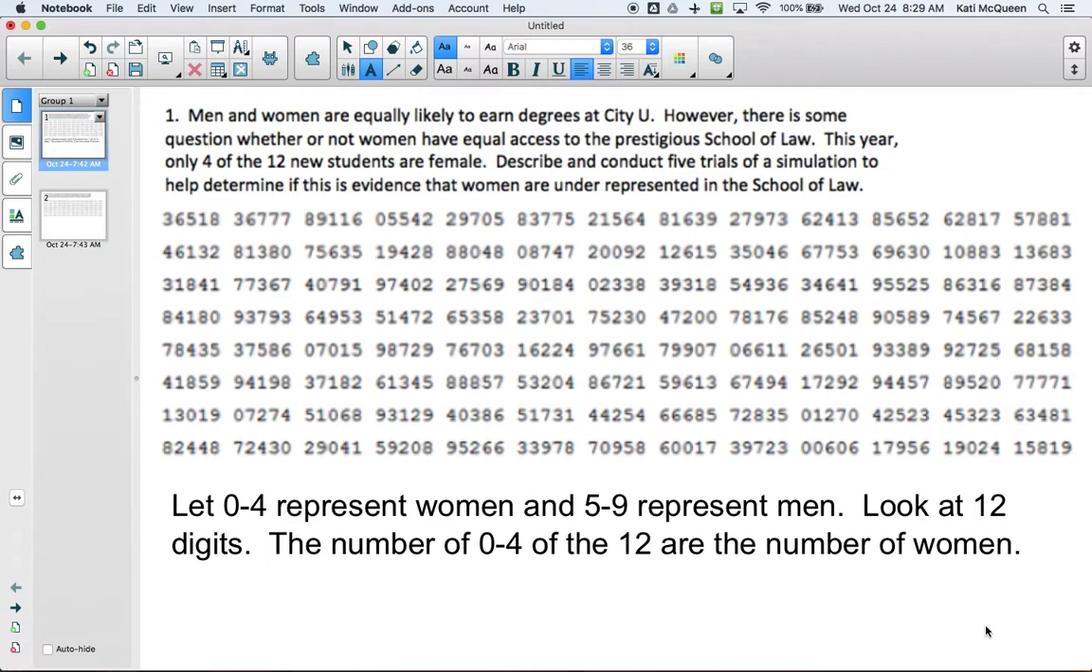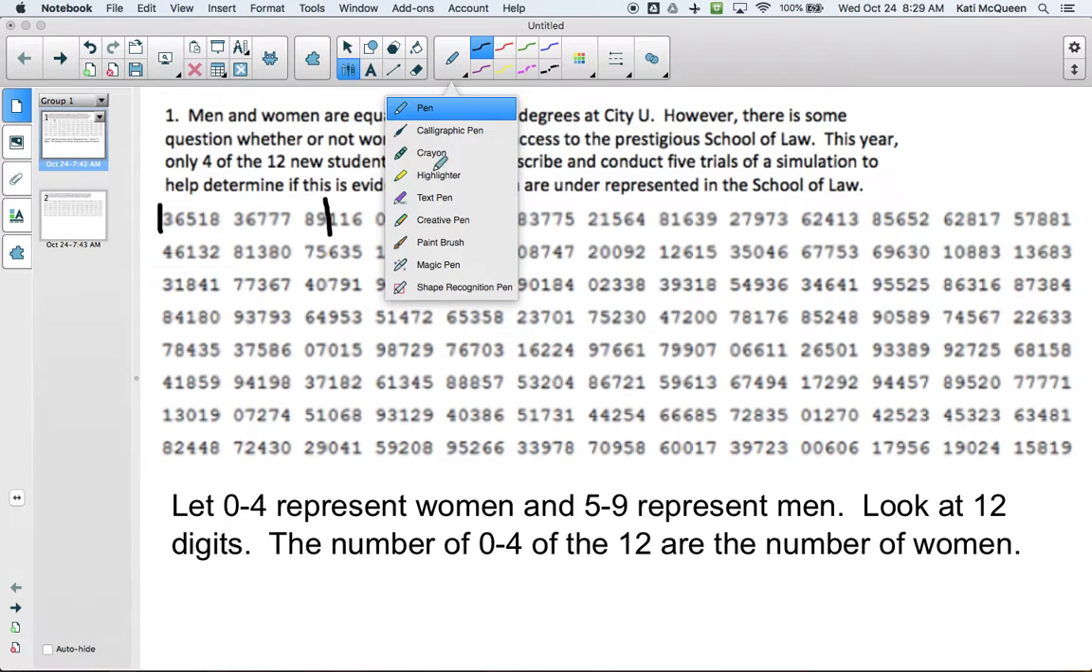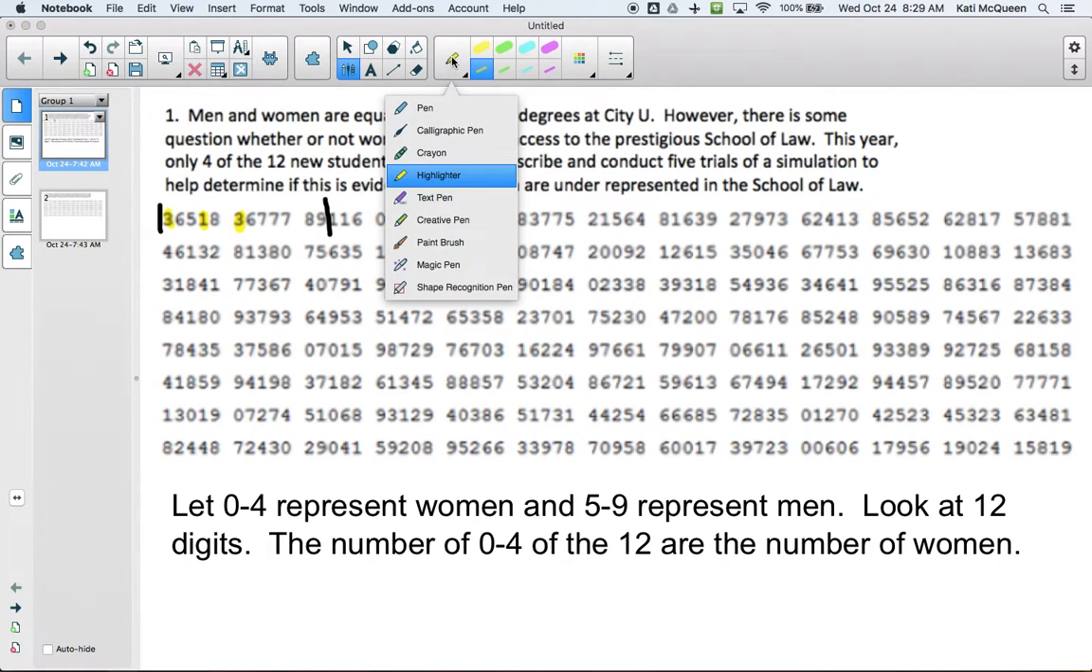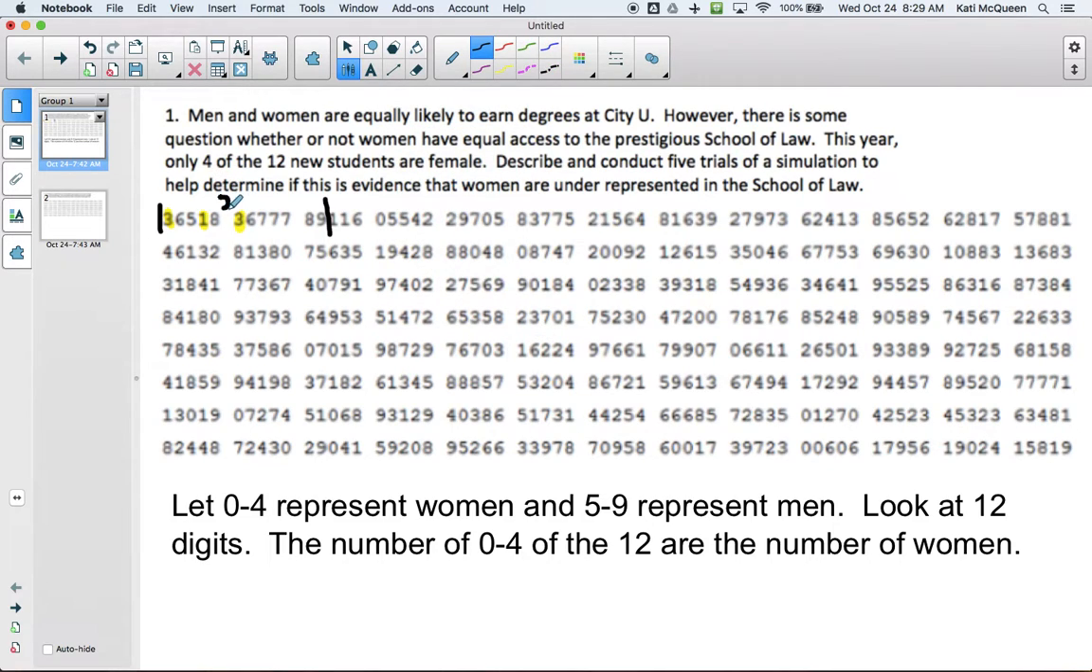So now that this is set up, we want to actually go through and do the simulation. So I want to pick 12 people at a time. I'm going to say my first trial starts here and ends here. Each digit represents a person. In those 12, I want to figure out how many are women. So I'm going to look for how many 0 through 4. There's 1, 2, 3. So my first trial, I had 3 women.